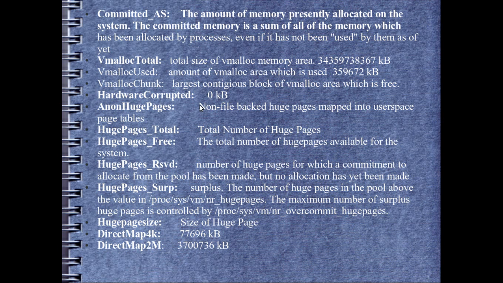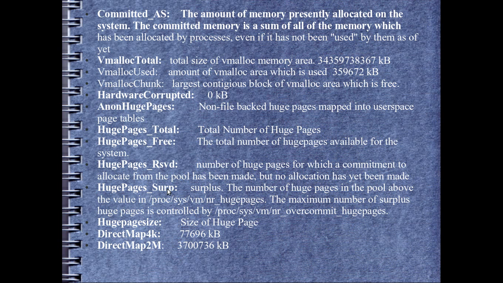So this is the total number of anonymous HugePages used, total number of HugePages available, number of HugePages that are free, number of HugePages that are reserved. When an application asks for HugePages, it's allocated that number of HugePages. First of all, they are reserved for it. As soon as that application starts using it, they are allocated to the application. The number of HugePages for which a commitment has been made to allocate from a pool, but allocation is not yet done, come under reserved. I'll show you an example.